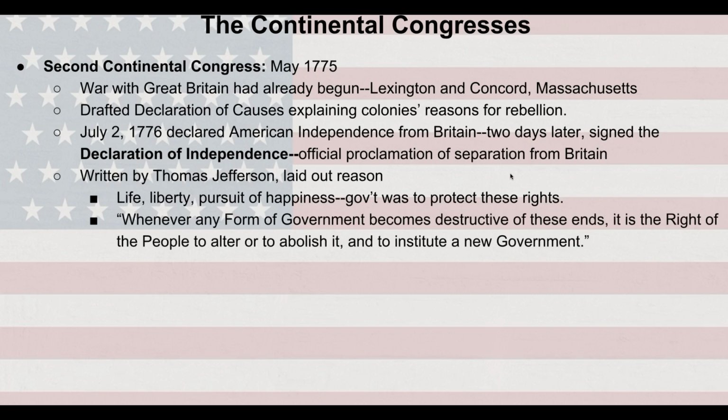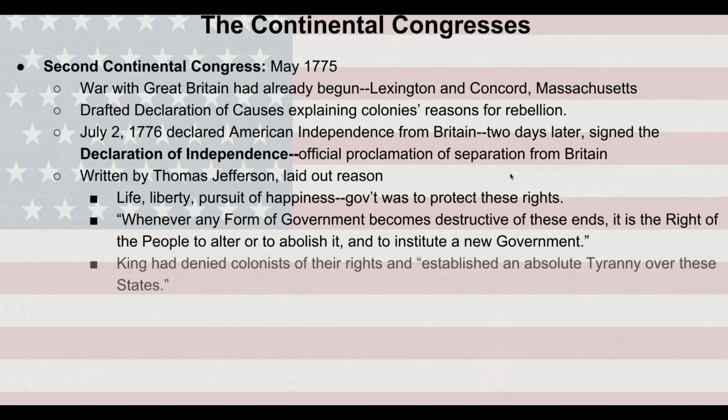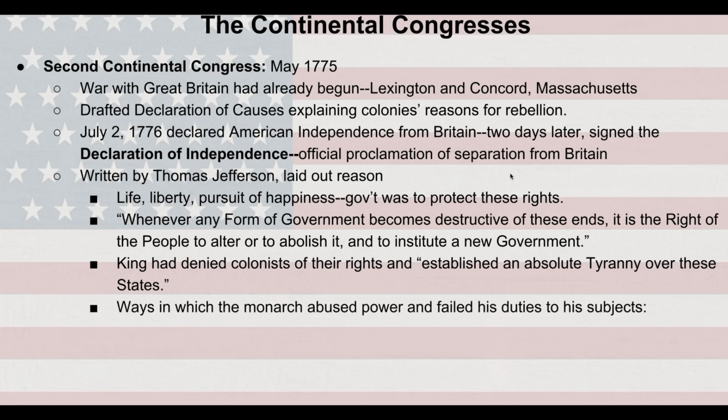And so there is this line in the Declaration of Independence that says, whenever any form of government becomes destructive of these ends, it is the right of the people to alter or to abolish it, and to institute a new government. And that is the goal of the colonists in this Declaration of Independence. The king had denied colonists of their rights and had established an absolute tyranny over these states, quote. And it was not tyranny that they were used to, and it was not tyranny that they were going to accept. And so it also spells out the ways in which the monarchy had abused their power and had failed in his duties to his subjects.